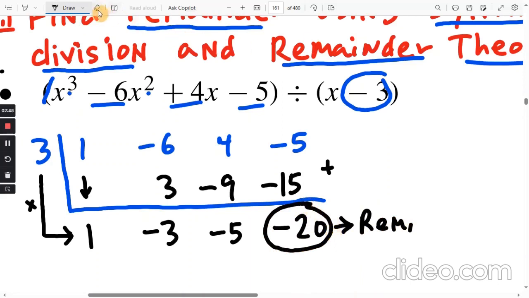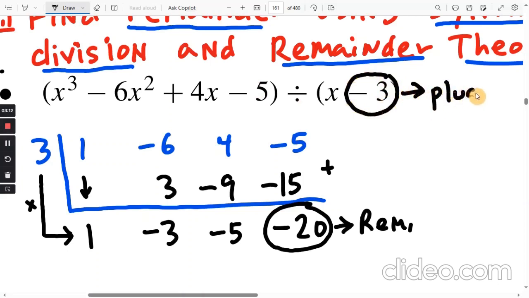Now, we are going to confirm that answer. So we said a minute ago in the remainder theorem, when you divide f of x by x minus c, you plug in positive c. So since we have a negative 3 here, we plug in positive 3.